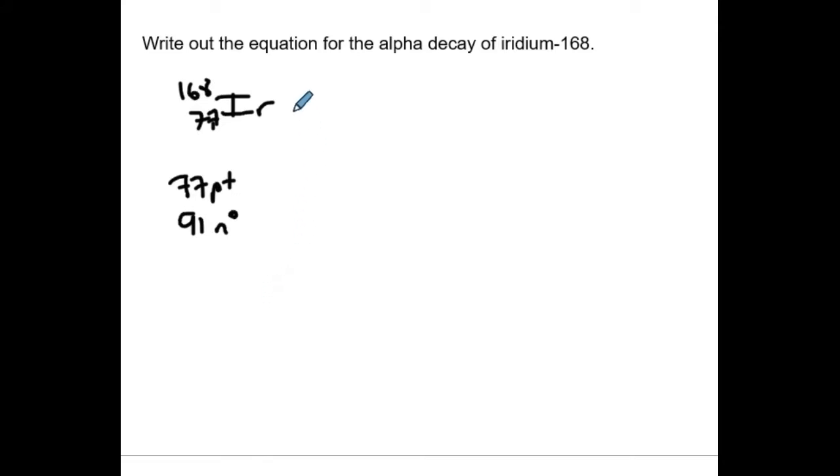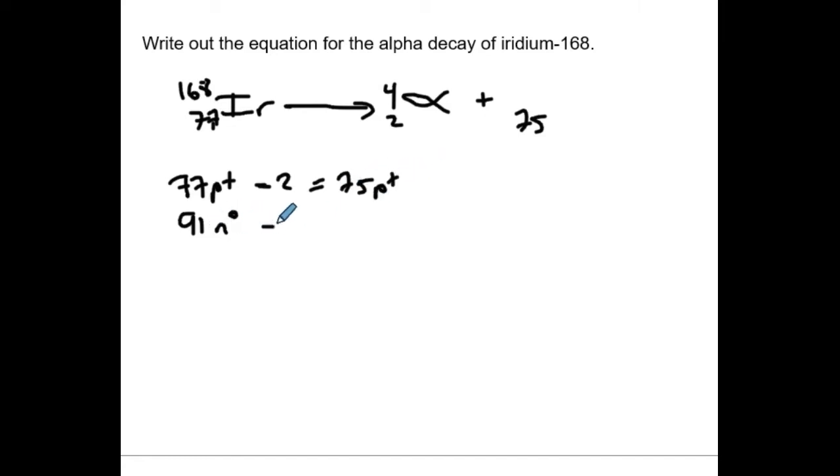Now, granted, iridium has a molar mass of 192.22, but we're only talking about one particular atom. And so this one particular atom, what's going to happen is it's going to lose an alpha particle. And an alpha particle means it's going to lose 4 total off the top and specifically 2 off the bottom. And so here's how this works. If you're going to lose 2 protons, there used to be 77 protons, but you're losing 2 of these. So you're down to 75 protons. And your 91 neutrons, you're losing 2 of those. So now you're down to 89 neutrons.